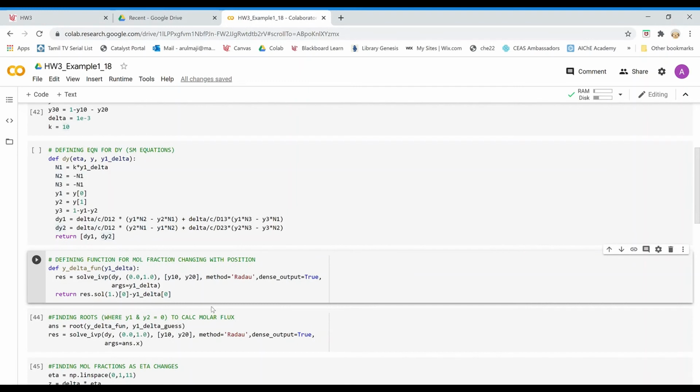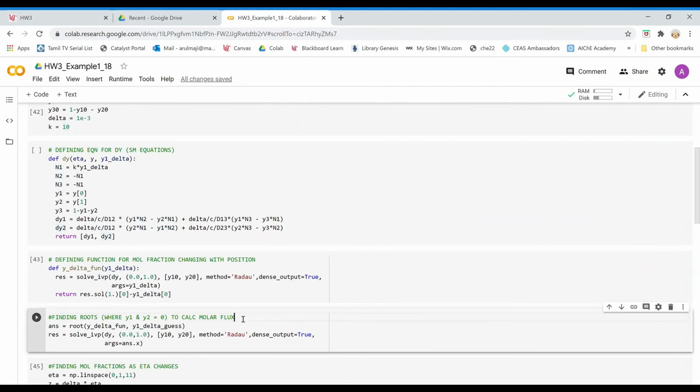So now that we have a function for our mole fractions, we need to find where y1 and y2 equal 0. So we want to find the roots of this function. Since we have 3 unknowns, this will allow us to find our molar flux by finding where our other 2 unknown variables are 0. So that's what this code is doing. We're using our root function. We're saying that this is the function that we want to find the root of, and this is our guess of where we think that will be. So that's what this section of code is doing.